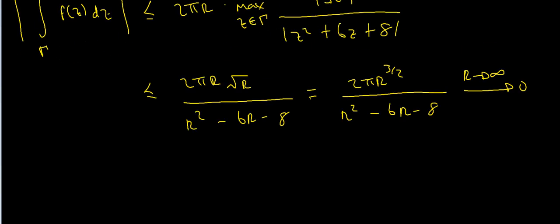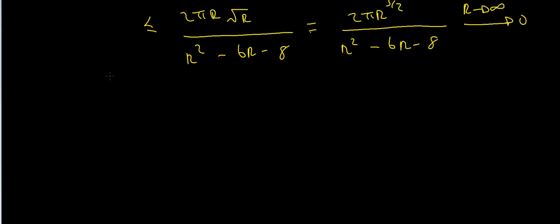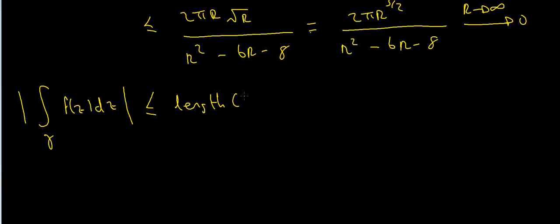So what about the integral over little gamma of f of z dz? Well, as usual, that's going to be bounded above, according to the estimation lemma, by the length of little gamma multiplied by the maximum value of f of z, where z is just a point on this curve, little gamma that is.